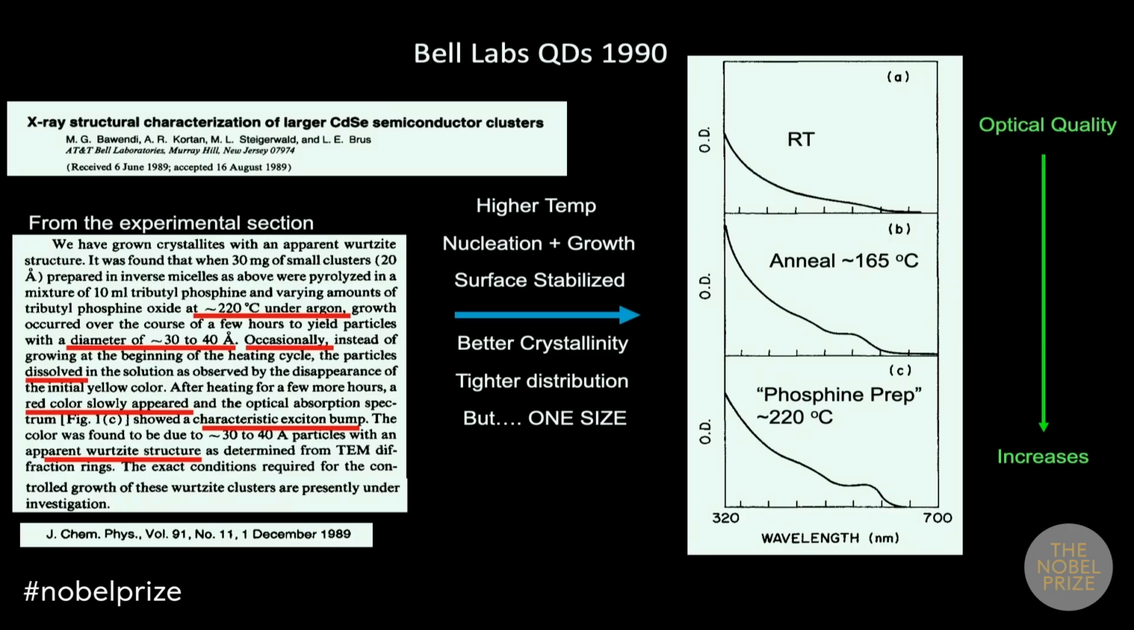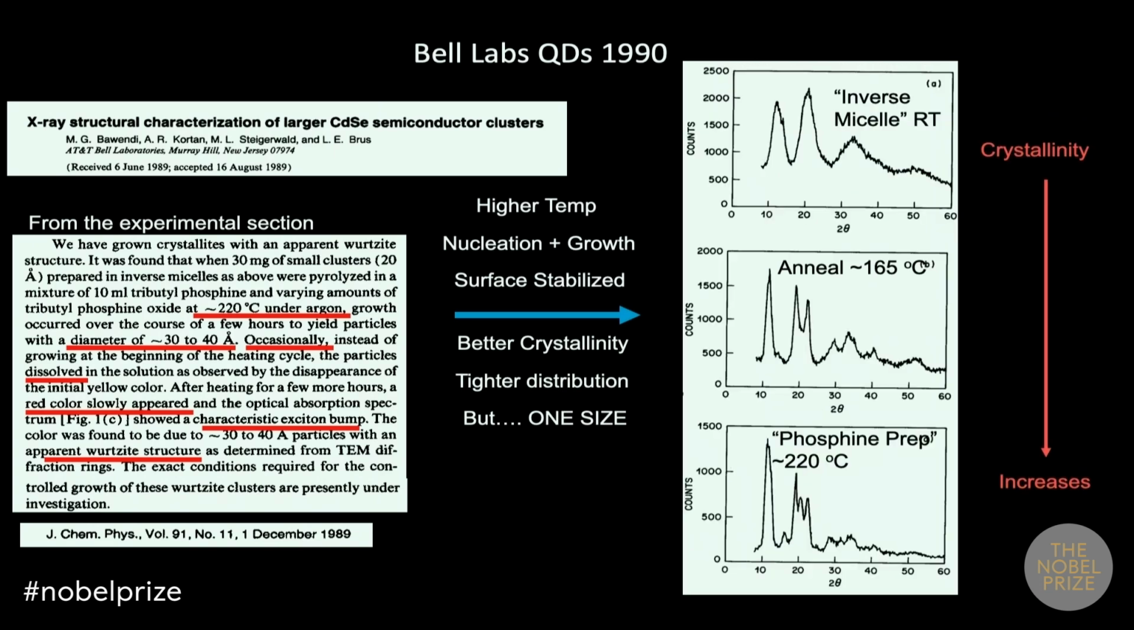So as you go down the side here, you see this very broad-looking thing on top. And as you anneal at higher temperatures, eventually coming to this phosphine prep, you start seeing the appearance of structure in the spectrum. That showed that the particles were getting better.